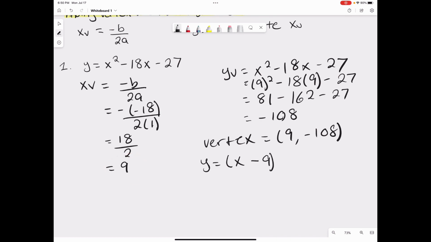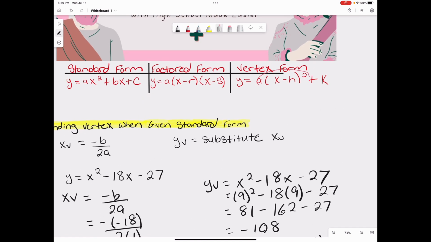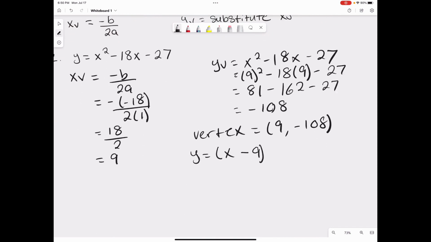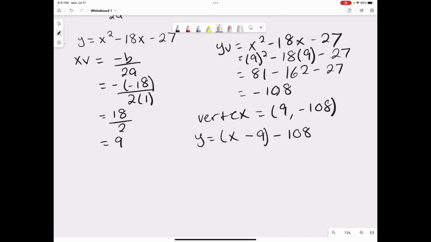And hypothetically, if the x value we got was negative 9, when putting it into standard form, we'd write x plus 9. So whatever we get, we do the opposite sign when writing it into the equation, because again, there is this negative in the format. So y equals bracket x minus 9 bracket minus 108, which is what we got here for the y value. So everything that is outside of the bracket stays true to its sign.